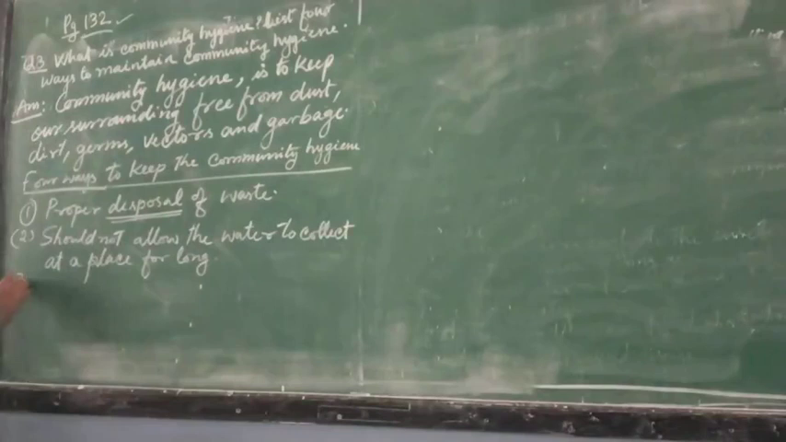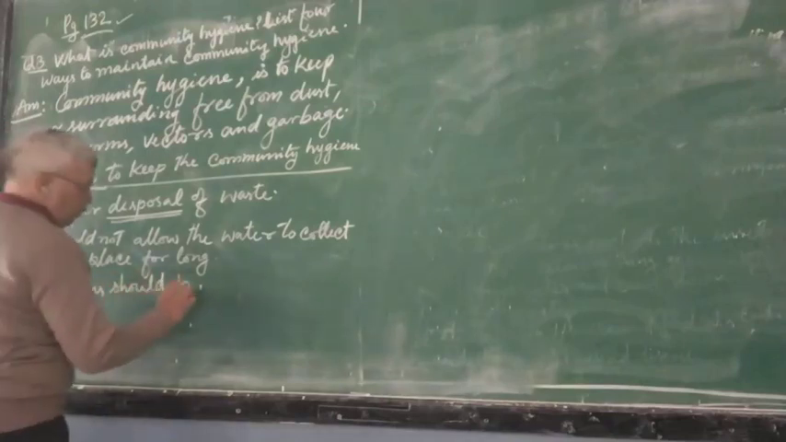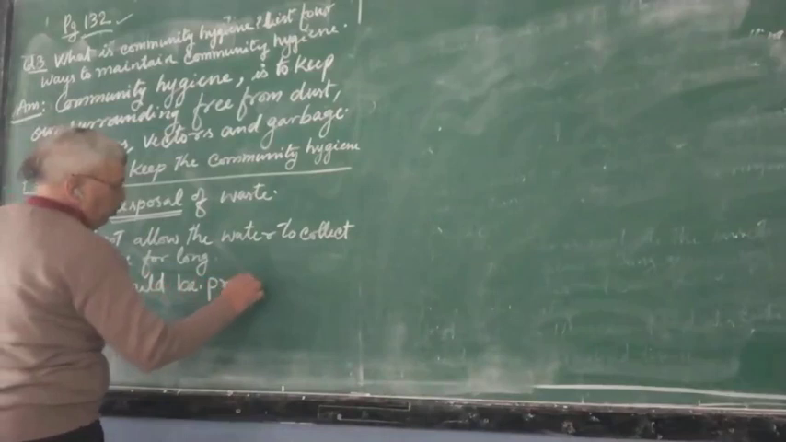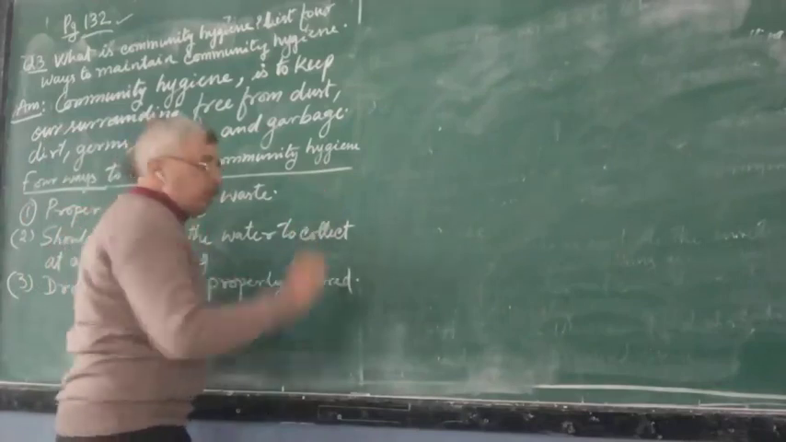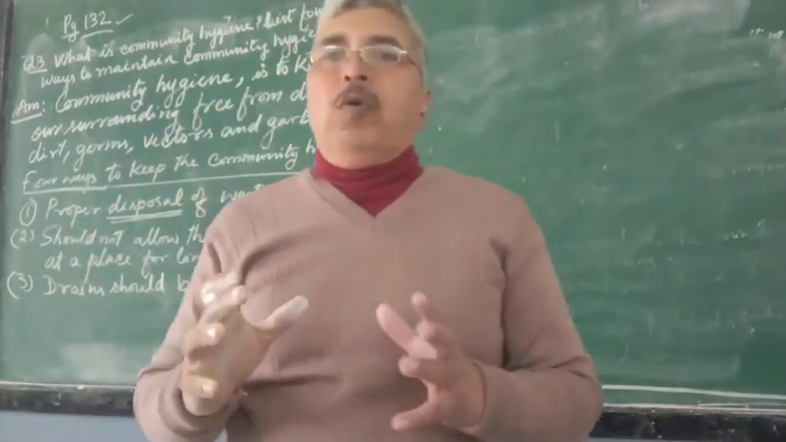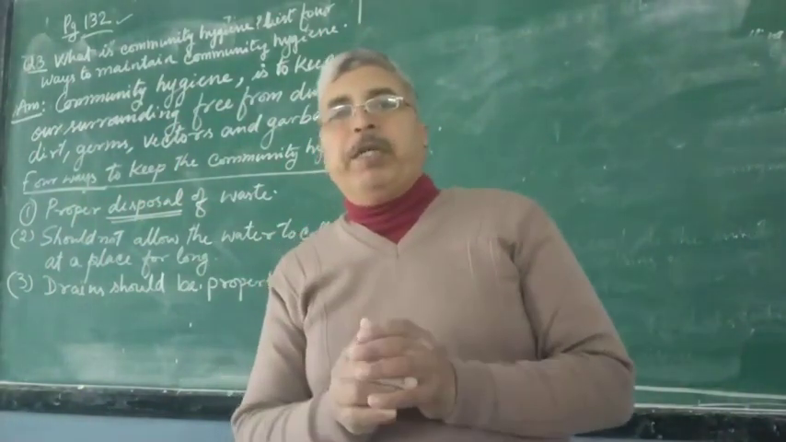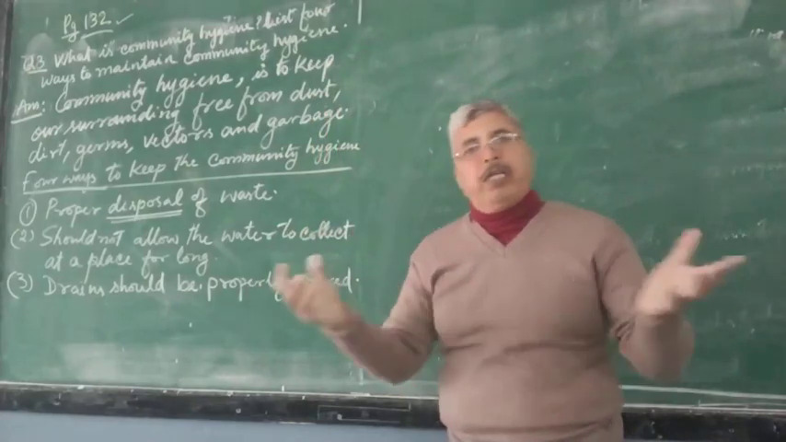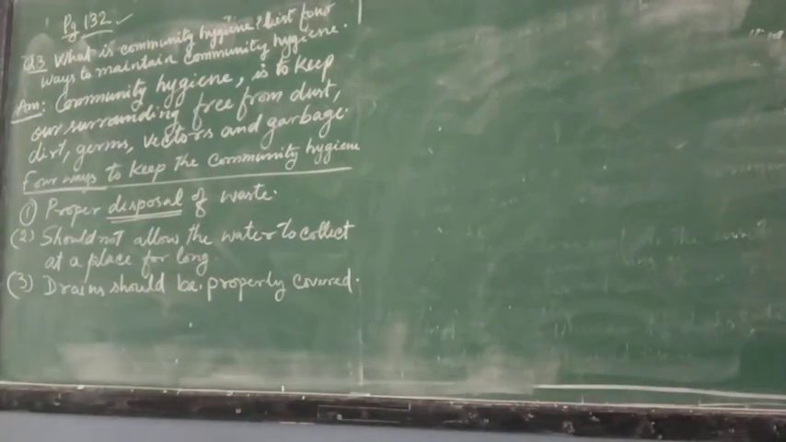Second thing is, drains should be properly covered. Because inside the drain, stagnant water is there. And this water is a very good breeding place for mosquitoes. And again, they will spread the disease-causing germs. Right? So, stagnation of water should be avoided. Drains should be properly covered.